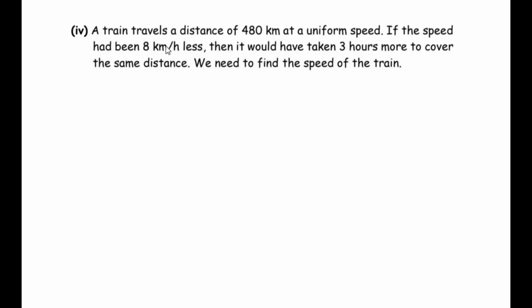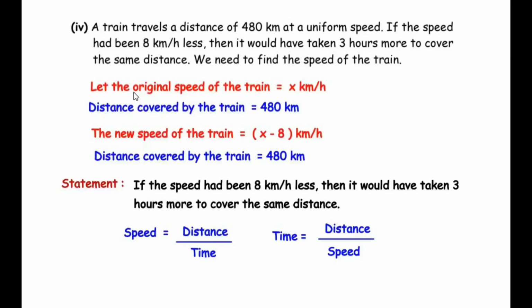So let us consider the speed of the train as x kilometers per hour first. So let us say the original speed of the train is x kilometers per hour, and the distance covered by the train is given as 480 kilometers.